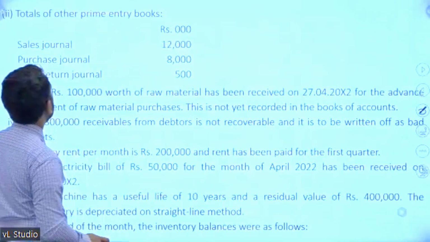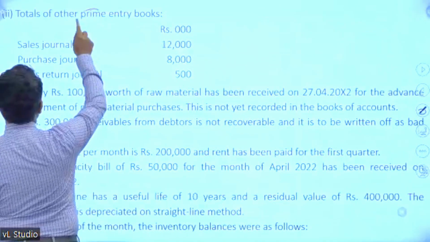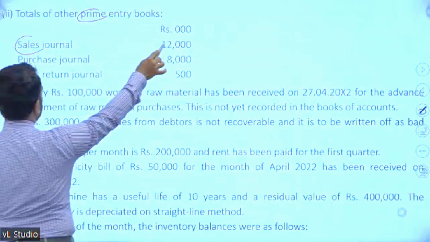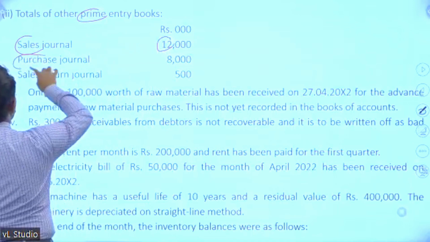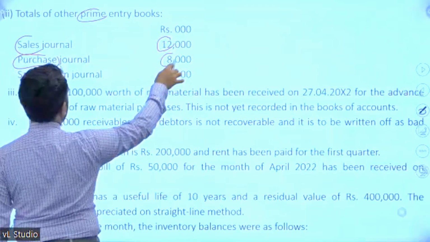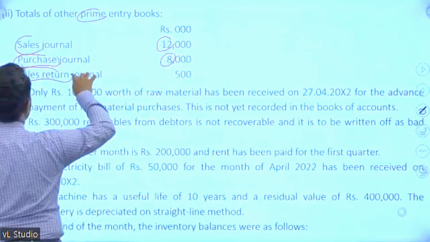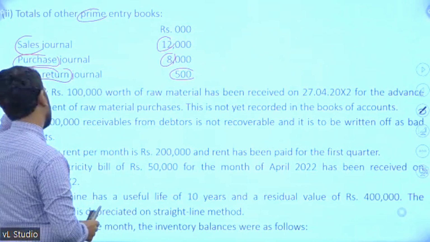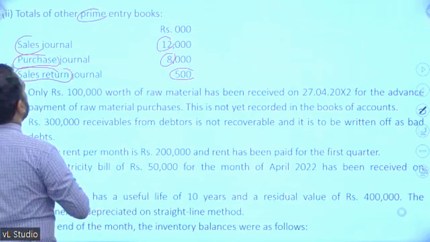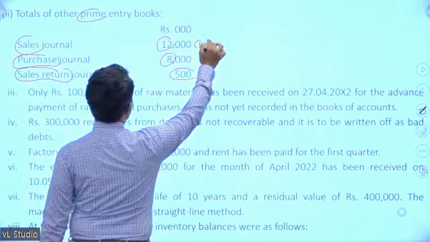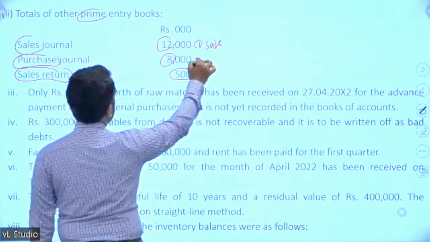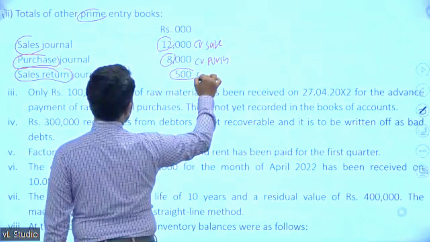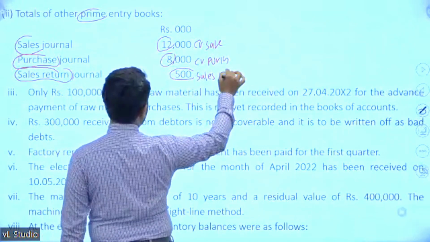Then totals of other prime entry books. Sales journal, we got 12,000. Purchase journal, we got 8,000. Sales return journal, 500. Right? So we have the sales journal, which is representing the credit sale. Purchase journal, we have the credit purchase. Sales return, we got the information.